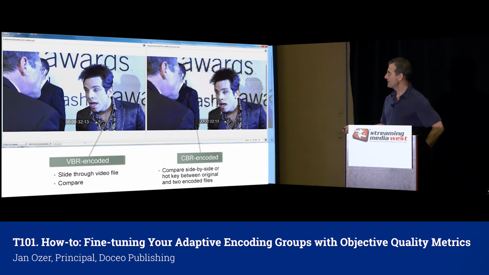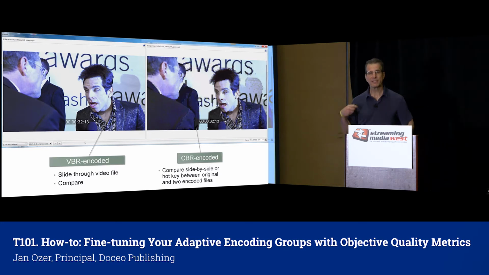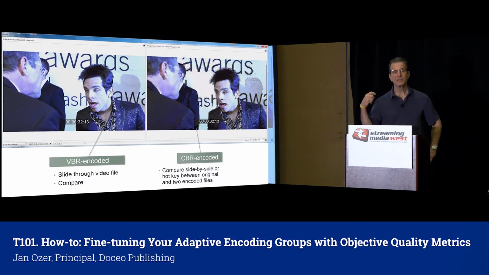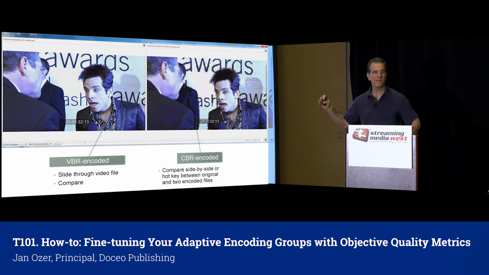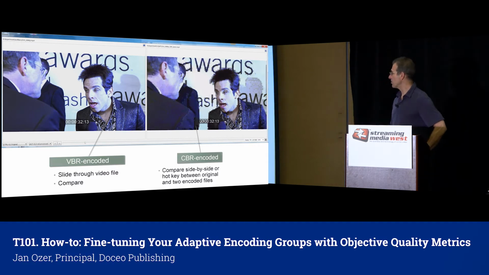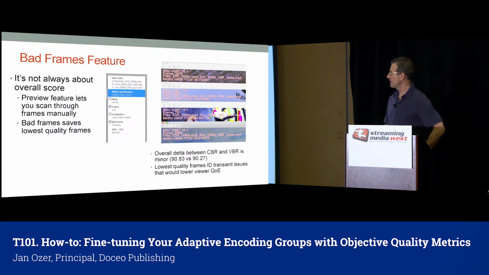So here we have, this is just an example. Here's the VBR encoded file, and here's the CBR encoded file. So again, even though the scores are fairly close, you see that there are some regions within the video file that are going to affect overall quality of experience.